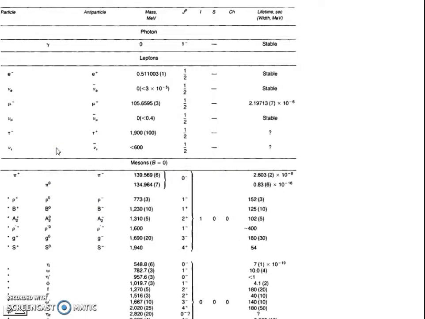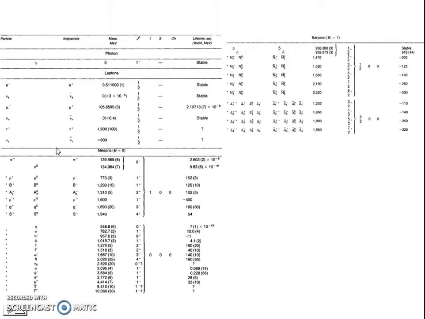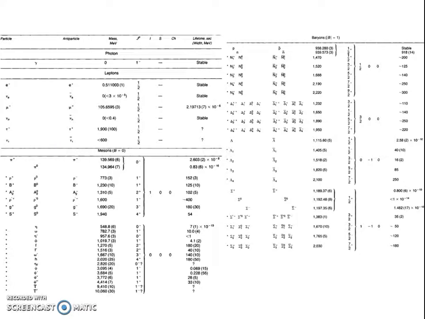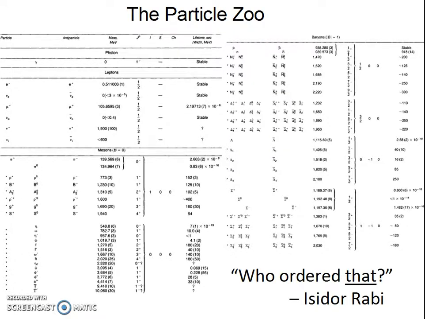And as technology progressed, the lists got longer and longer, and it seemed like every single thing that scientists found was another fundamental particle, but that didn't seem to make any sense. It came to be known as the particle zoo, because it's just like a wild menagerie with almost no rhyme or reason. A very famous quote about this was from Isidore Rabi. He said, "Who ordered that?" As in, who made a universe where every single one of these things is a fundamental particle? And it became clear that that wasn't true.